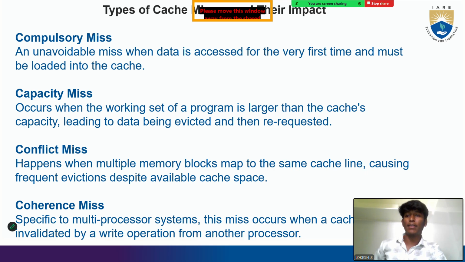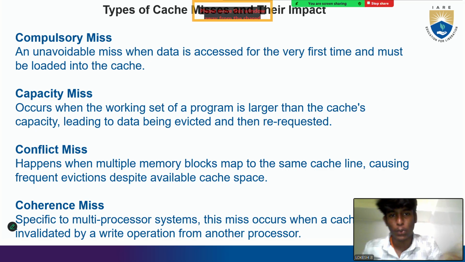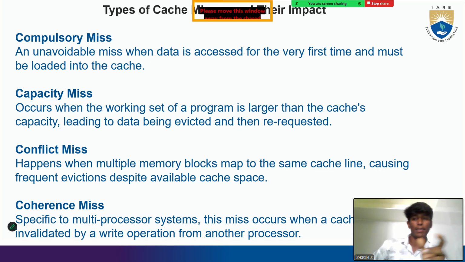Compulsory miss: an unavoidable miss when data is accessed for the very first time and must be loaded into the cache. Capacity miss occurs when the working set of a program is larger than the cache's capacity, leading to data being evicted and re-requested. Conflict miss can happen when multiple memory blocks map to the same cache line, causing frequent evictions despite available cache space.